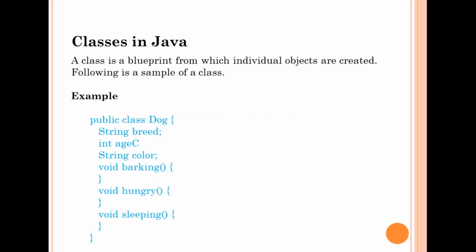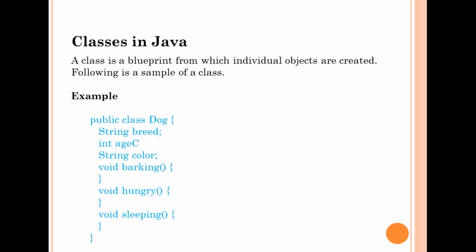Classes in Java. A class is a blueprint from which individual objects are created. Following is a sample of a class. Example: public class Dog, with strings breed, age, color, and the methods hungry, barking, and sleeping.